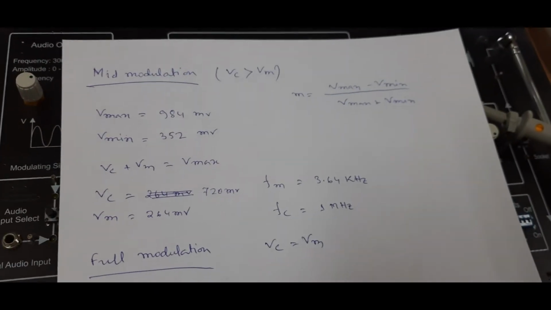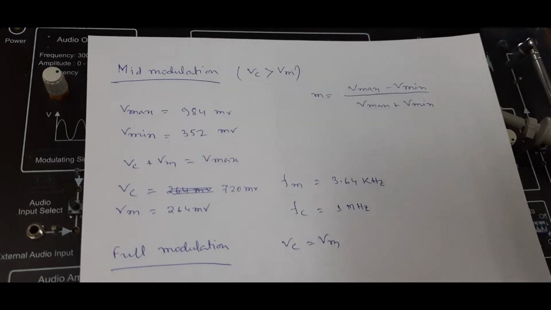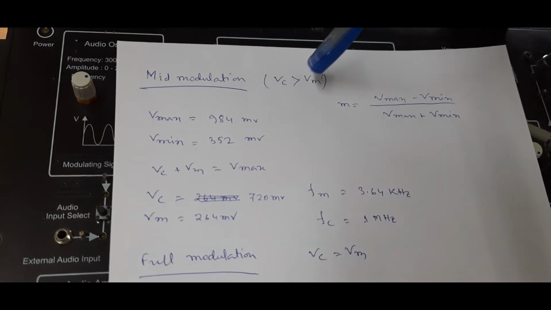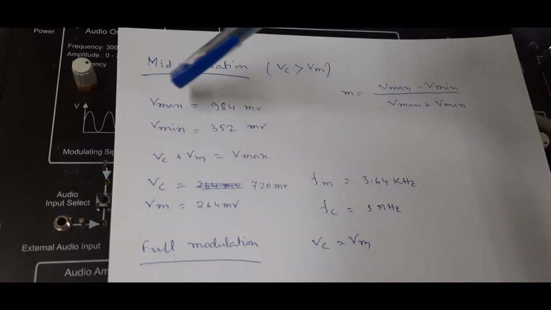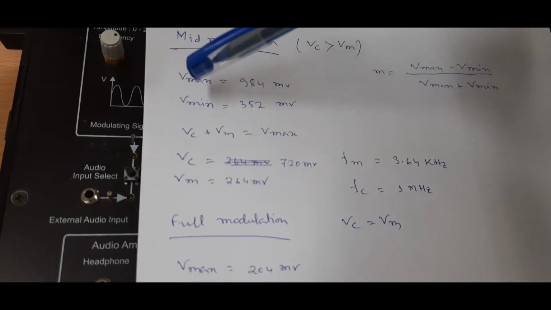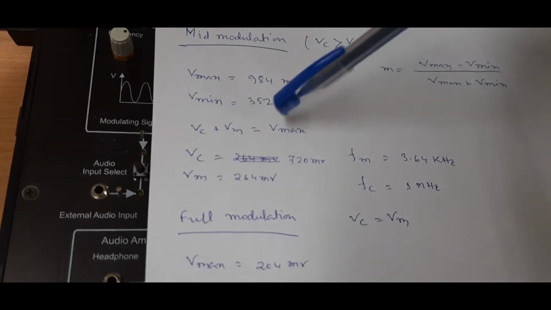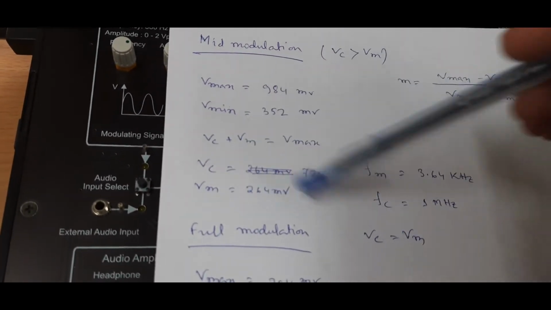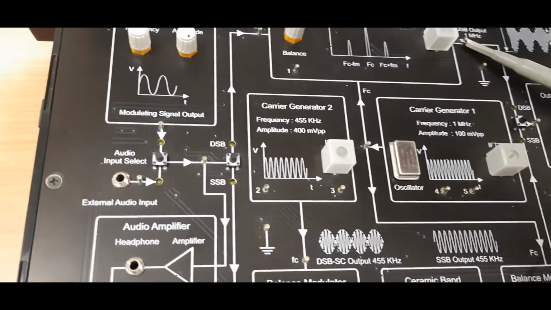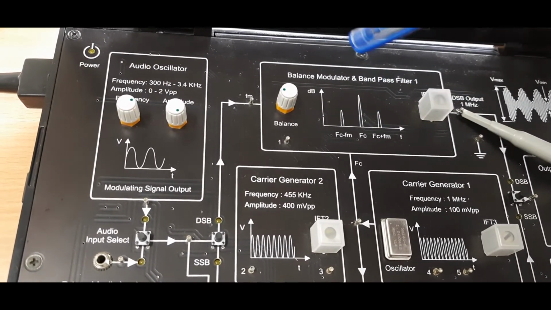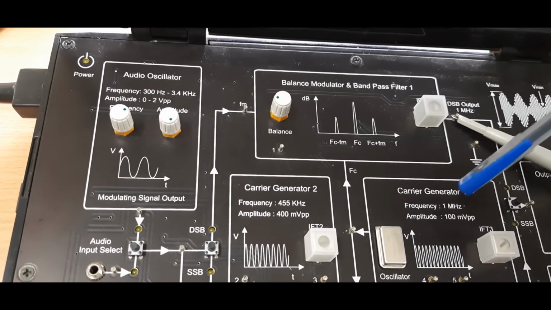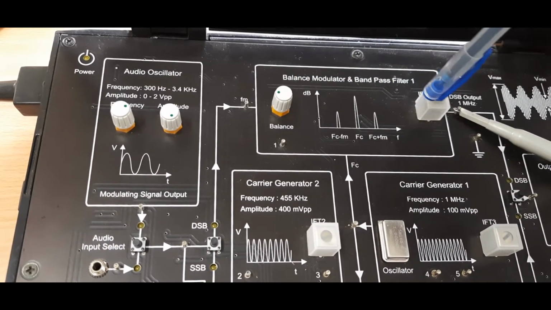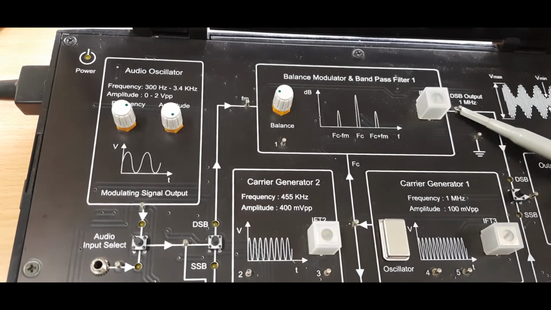I will roughly take all the data and then I will show how to measure. In the first case we measure mid modulation. In this case Vc is greater than Vm. First find Vmax and Vmin, where Vmax is Vc plus Vm. Actually, to measure Vm and Vc, we use this balance modulator. In this balance modulator, both the audio input and carrier input are attenuated. So using this balance modulator, we measure Vc and Vm.